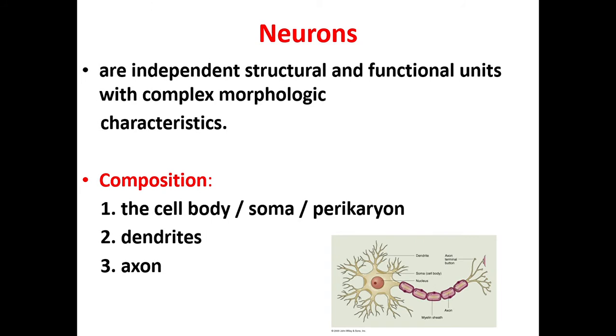The nerve cells or the neurons are described to be independent structural and functional units with complex morphologic characteristics. So, the nerve cells could function alone or independently or could function as a group or as functional units. The nerve cells are composed of the cell body or soma or perikaryon, and two processes. We have the dendrites and the axon.